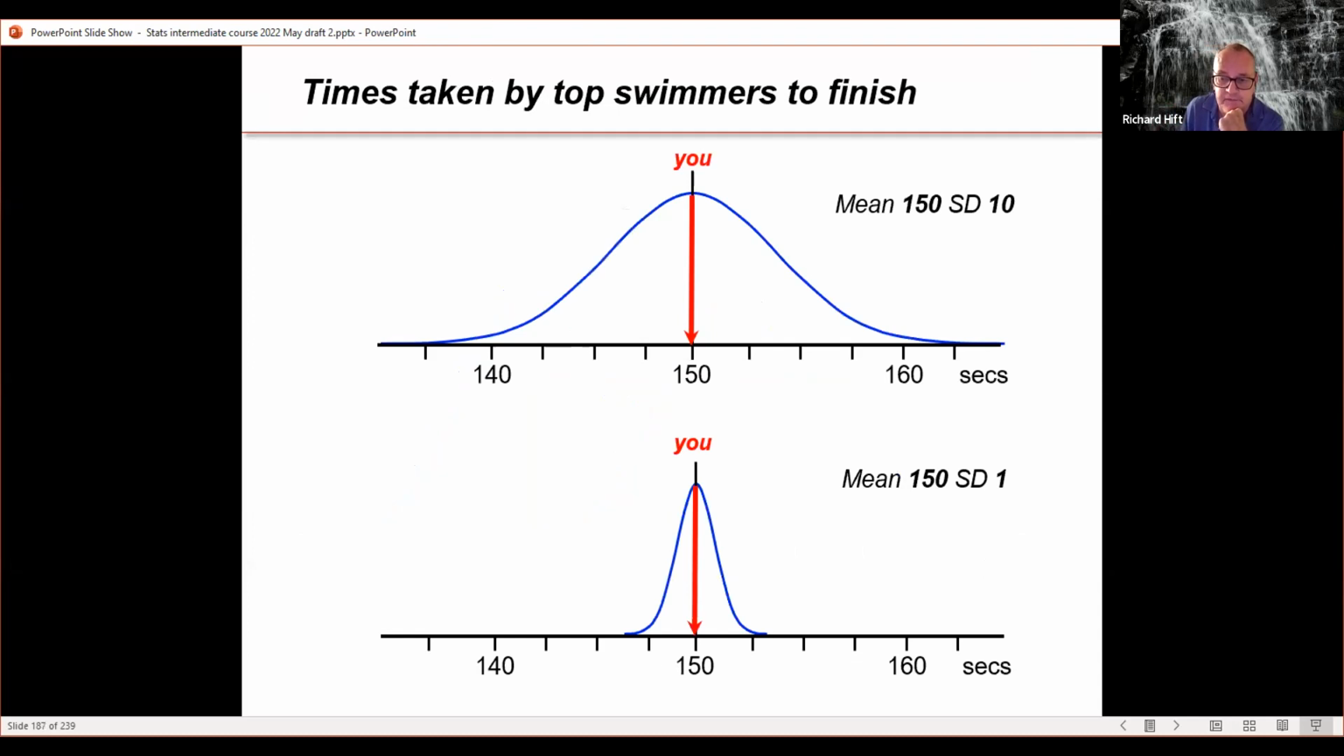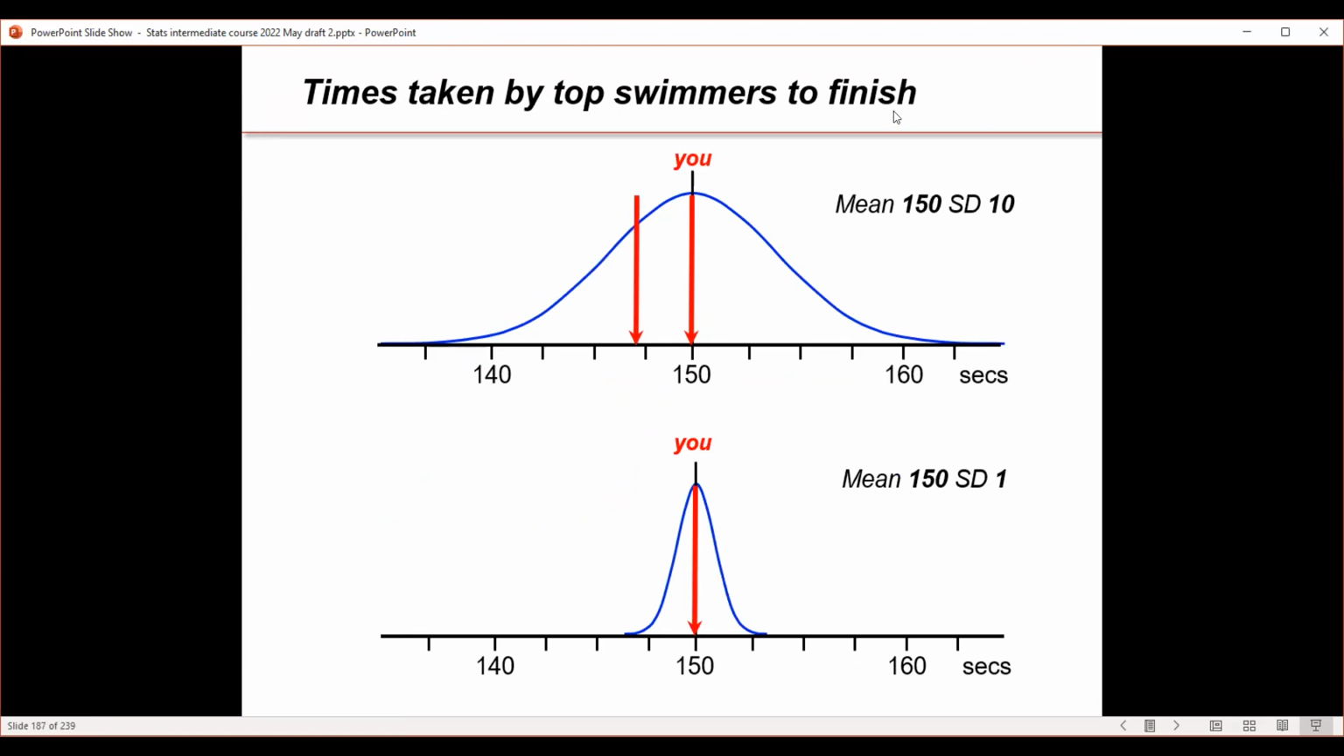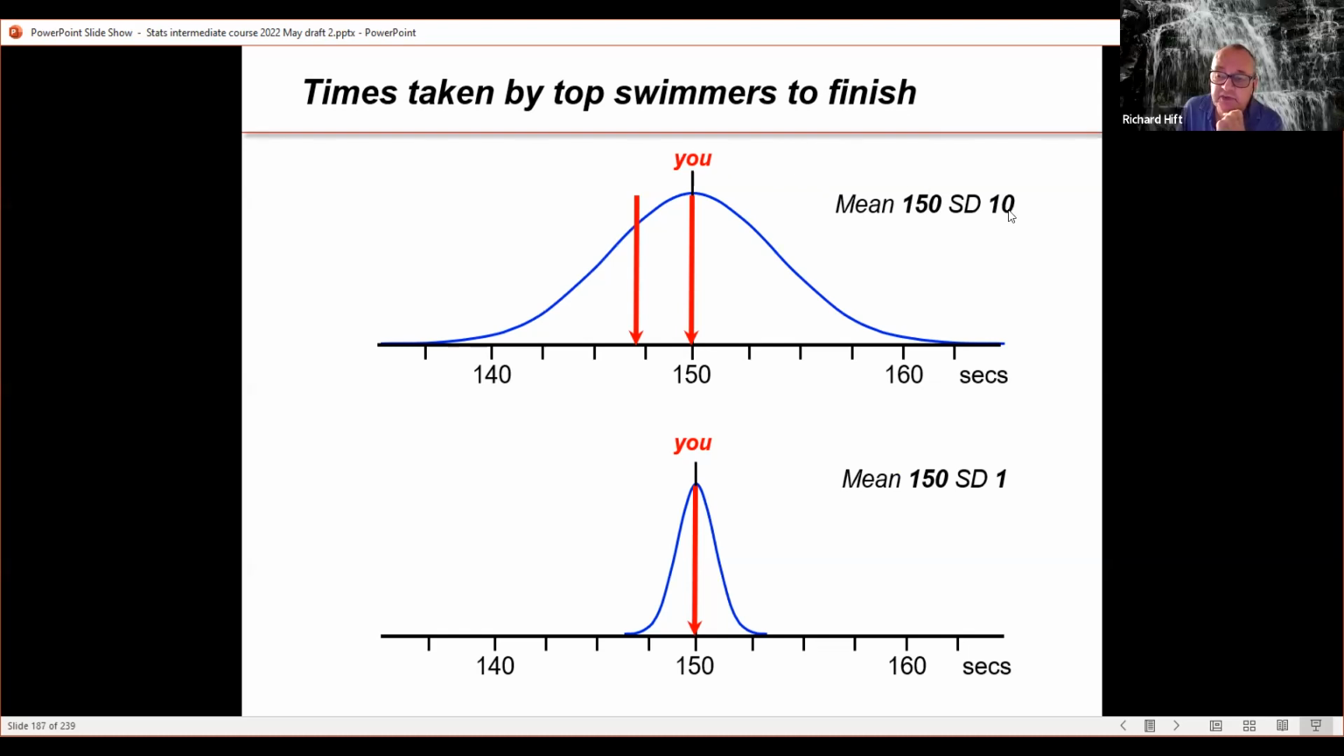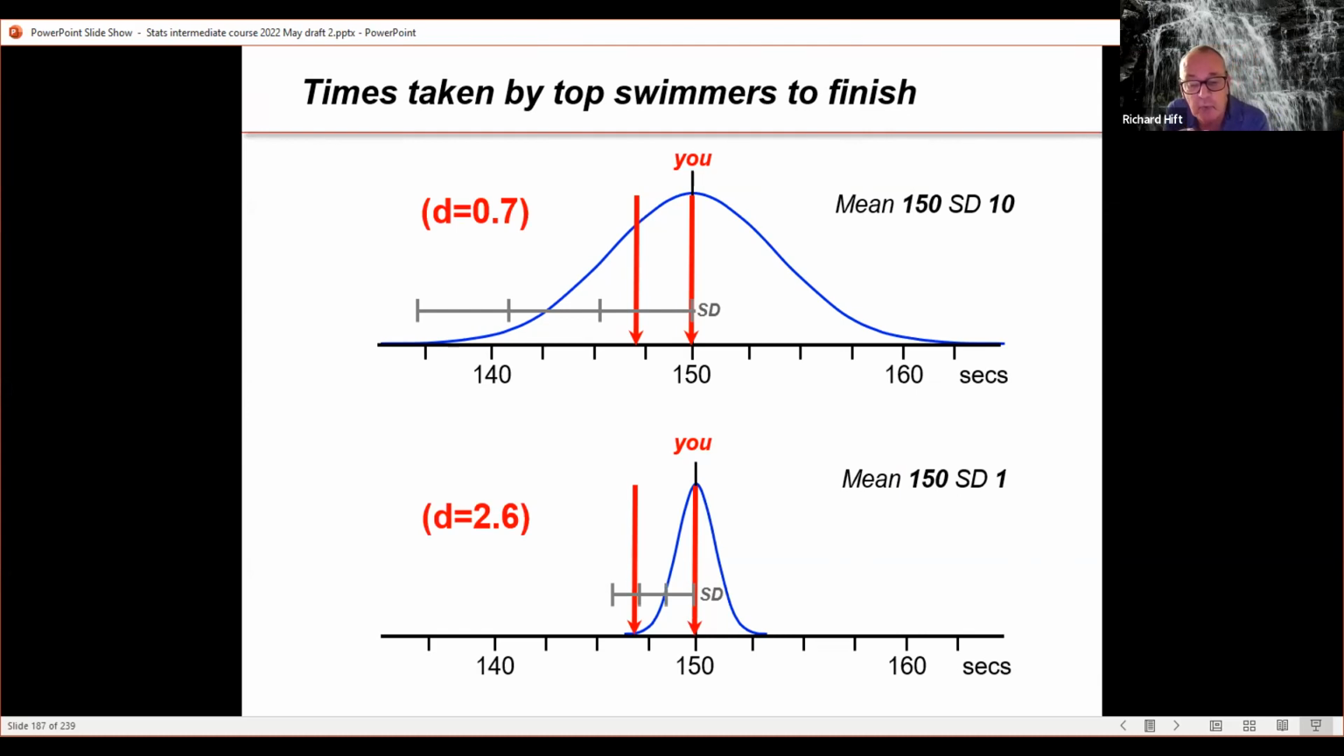So in this case, your difference of 3, this time I've shown it the right way around, is 3 over a standard deviation of 10, which is 0.3. So your Cohen's d would be about 0.3. Sorry, I've calculated 0.7 there. On the second setting, the standard deviation is 1. Your difference is 3. So your d is in actual fact 2.6 because it wasn't quite 3.